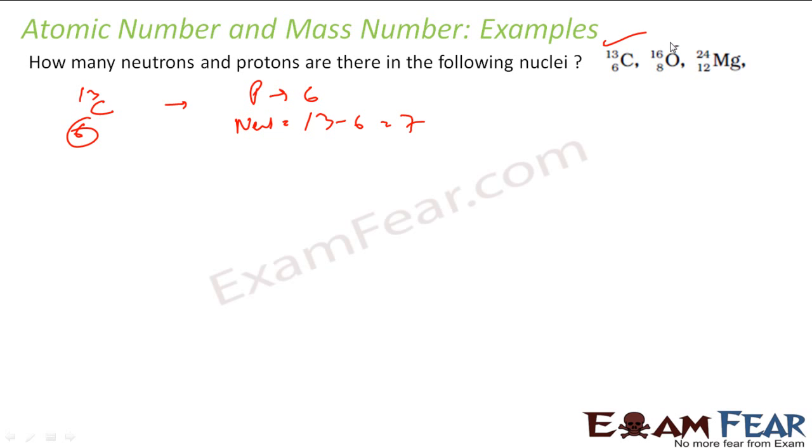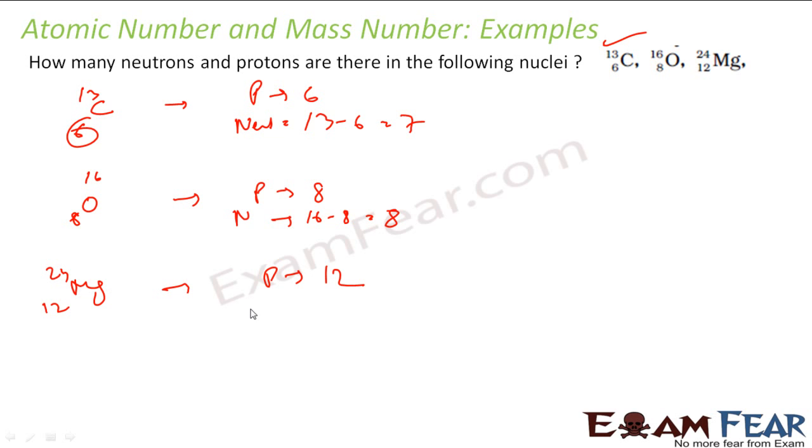Let's take this one, oxygen, 16, 8. Here also my proton will be 8, and my neutron will be 16 minus 8. Similarly here, magnesium, I have 12 and 24. My proton will be the atomic number 12 and my neutron will be 24 minus 12. Correct? The atomic number decides the proton count. Correct?